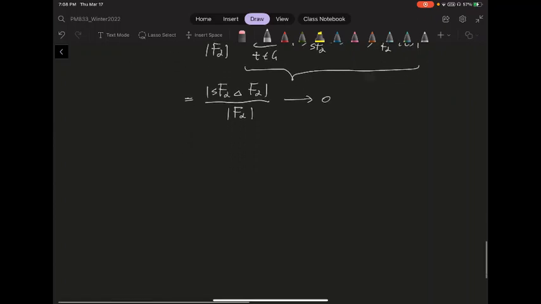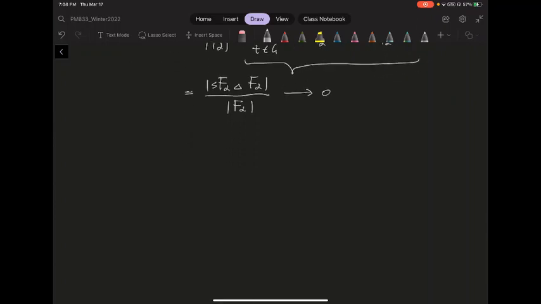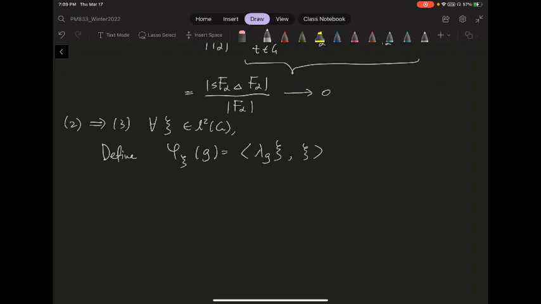All right, so now let's show how you can build from condition 2 to a positive definite function and satisfy some conditions. So let's say 2 implies 3. First of all, if you give me a vector psi inside the L2 of G, I can always build a positive definite function by the following. I can define a map, phi of psi evaluated at G, to be essentially just the left regular representation: shift my vector, and then take the inner product with this vector.